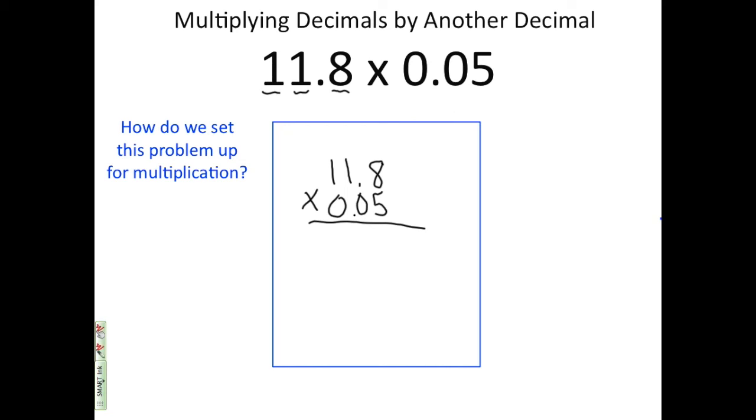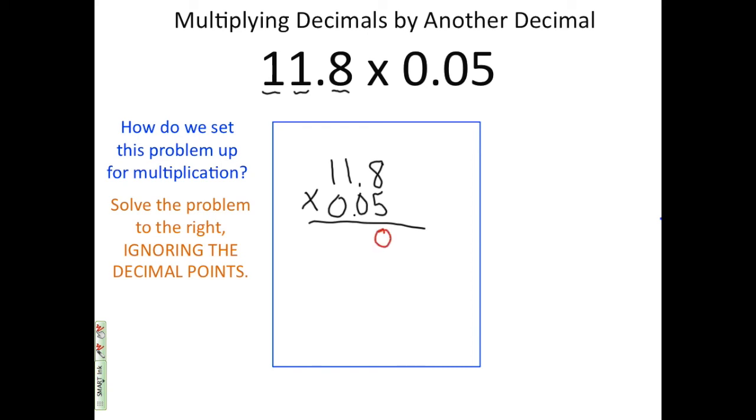So I'm going to set 11 and 8 tenths up top. And I'm going to begin to multiply my digits, ignoring the decimal points. 8 times 5 is 40, carry the 4. 5 times 1 is 5, plus 4 is 9. And then 5 times the other 1 equals 5.